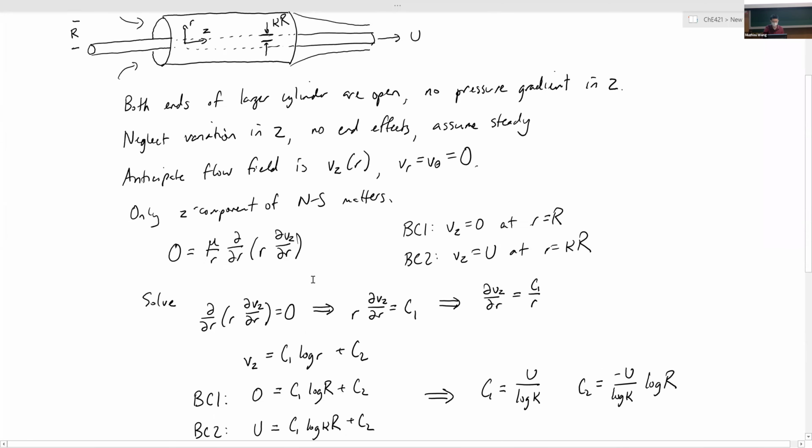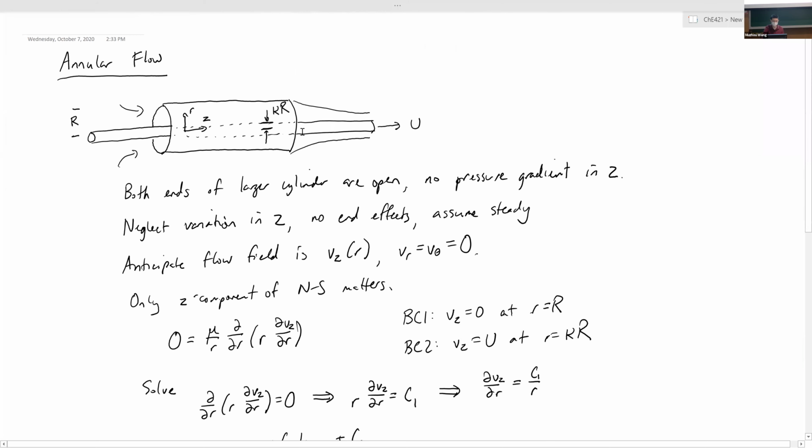Someone else for the other limit, when kappa goes to 0, does that kind of make sense why the flow rate would go down to 0? Someone else, not AJ.